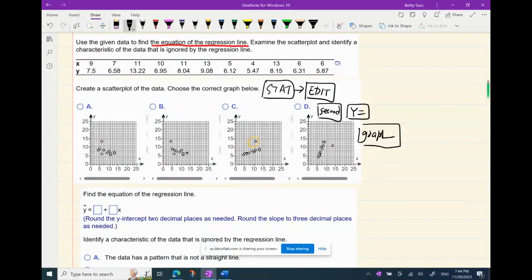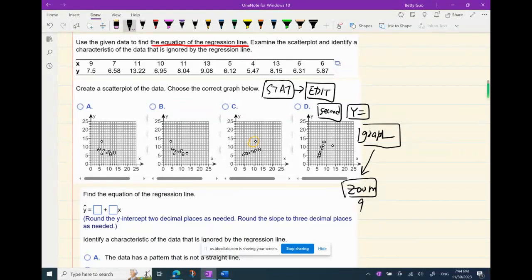I enter my graph and I don't see anything, then you have to adjust. How do we adjust? We are going to enter zoom. In the list of zoom, you select number 9. So we go to zoom and go down the menu to number 9, ZoomStat, and then you would see the scatter plot.